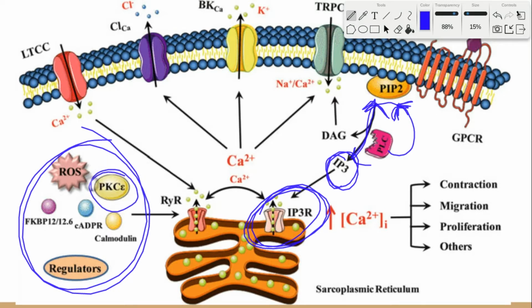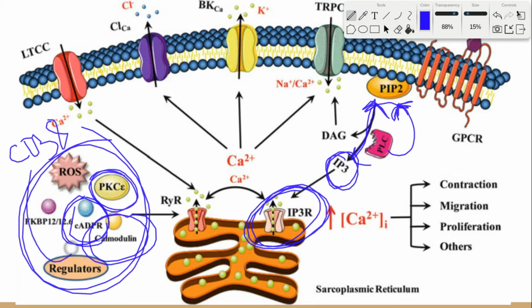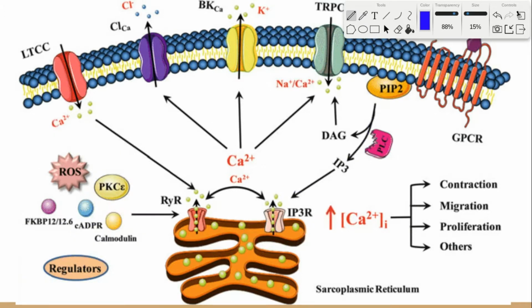Protein kinase C, activated by diacylglycerol and calcium. Calmodulin, of course, and cyclic ADP ribose groups. Cyclic ADP ribose groups are derived from CD38. CD38 uses NADH, I think, for its ribose group, and it produces cyclic ADP ribose.